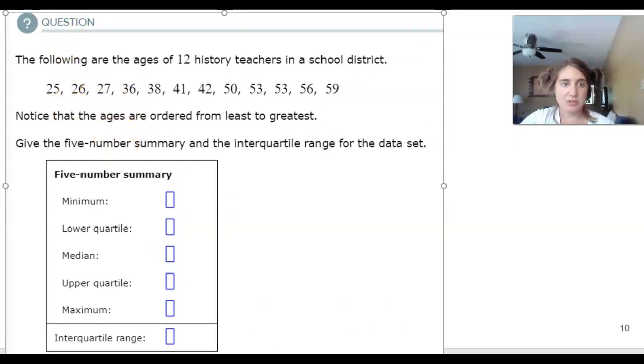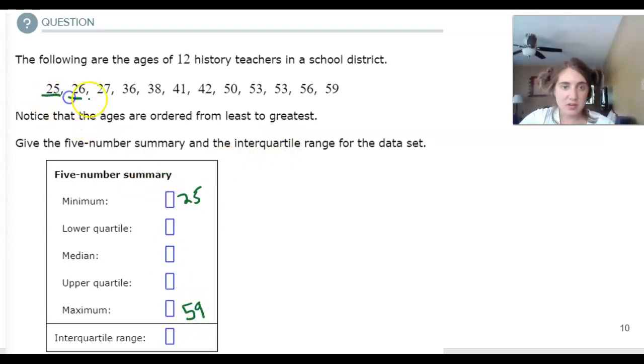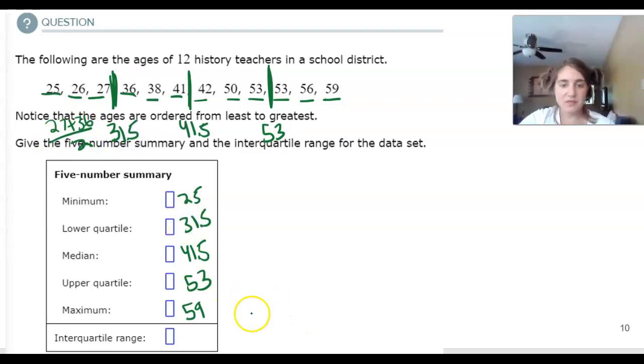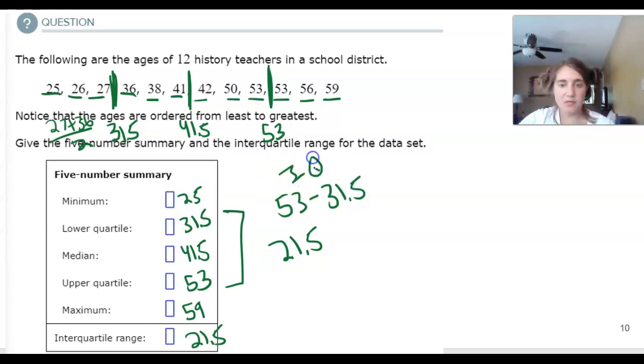We're going to try that again. These numbers are in order, so go ahead, pause the screen, try this one on your own. My min is 25, my max is 59. The middle of this one is 41.5. Q3 is 53. This one's a little more work. I have to do 27 plus 36 divided by 2, 31.5. My difference between these two is 21.5, and that's my IQR.